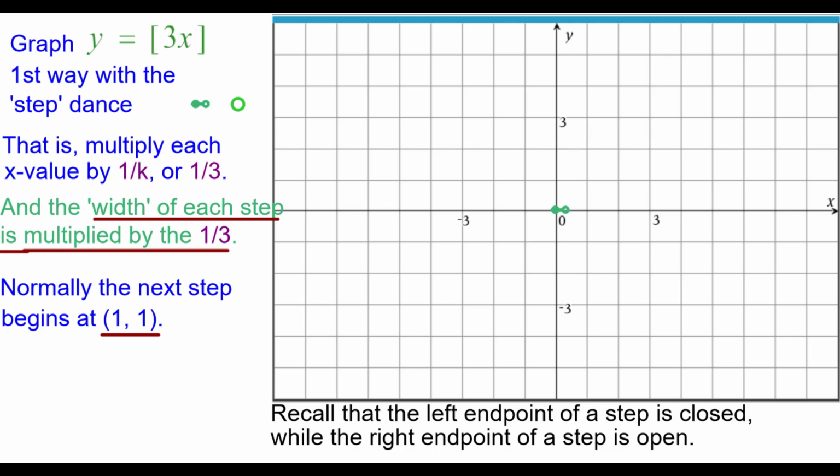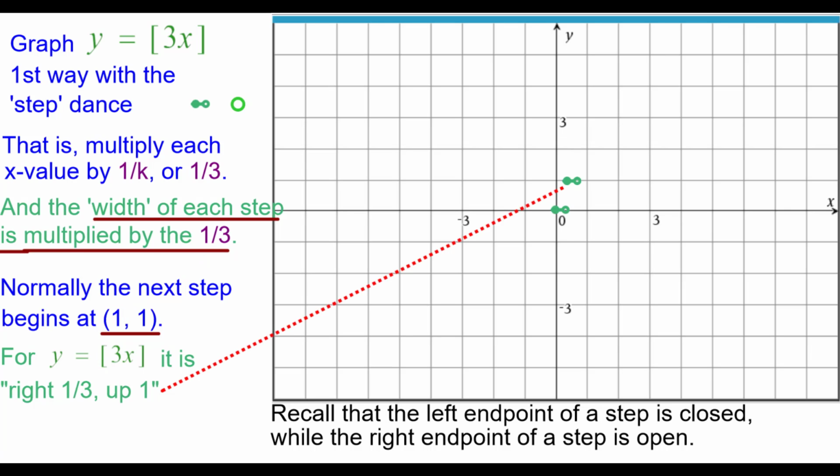Normally the next step begins at 1, 1, but for our graph it's going to be right 1/3 up 1, because a third times that 1 is a third. The y value has remained unchanged. So at a third, 1, we will put our next step. Again, the step is about a third of a unit wide.